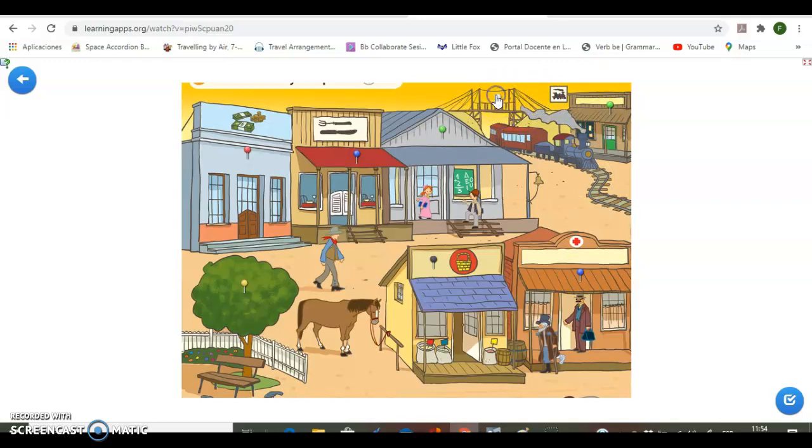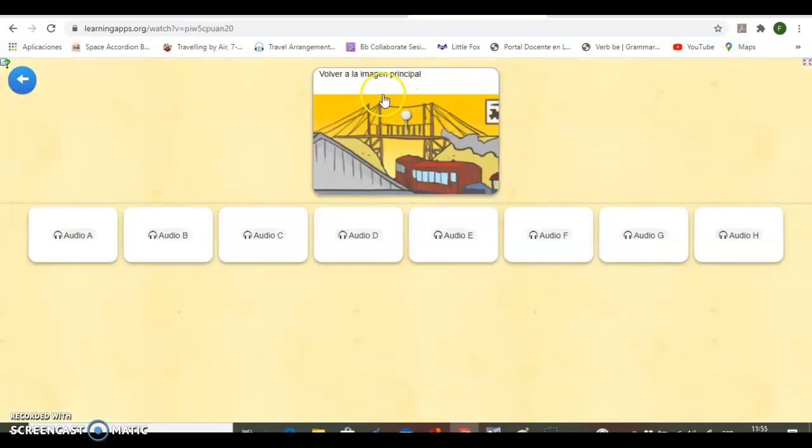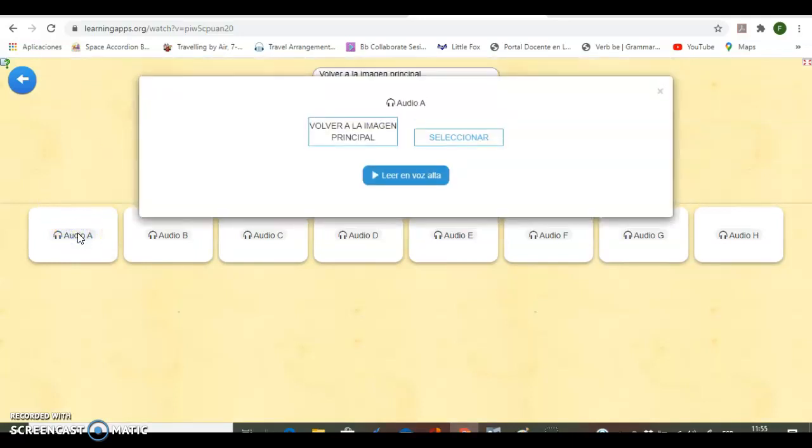I'm going to click this white one. Vamos a hacer clic acá. It says, what's this? What is it? ¿Qué será? Vamos a ver. Is it this? Station. Is it a station? If you think it's a station, si creen que es una station, vamos a poner seleccionar. If you think it's not, you go back. Volvemos al principio.